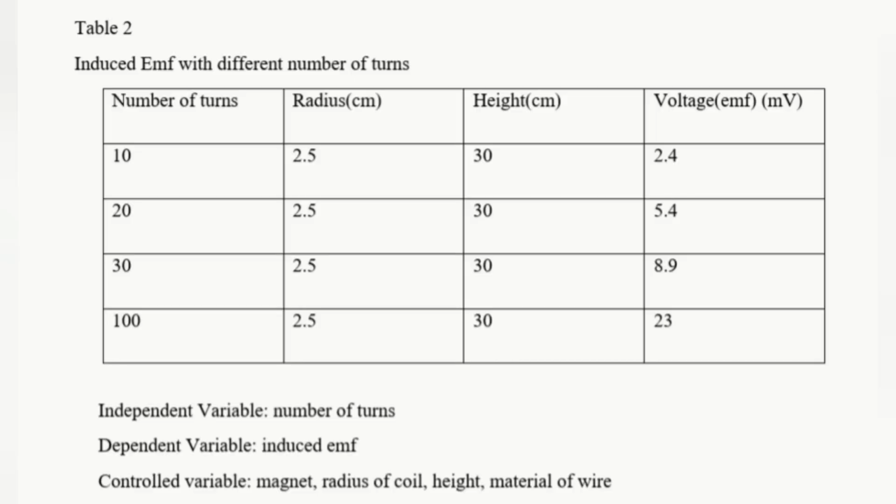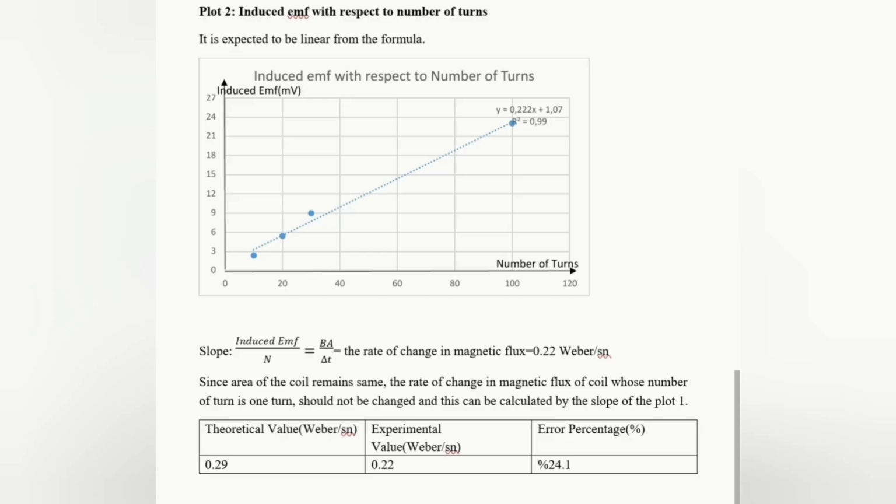Faraday's law of induction states that the induced EMF is directly proportional to the number of turns of the coil, so the relationship between the number of turns and the induced EMF should be linear. As can be seen in plot 2, the plot has a linear shape as expected. Also, the slope of the plot gives us the rate of change of magnetic flux of the coil that has one turn. It is obtained as 0.22 from the plot, and the theoretical value is calculated as 0.28.